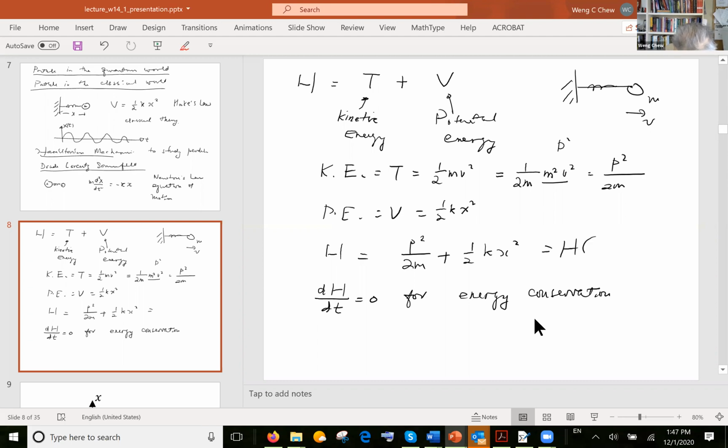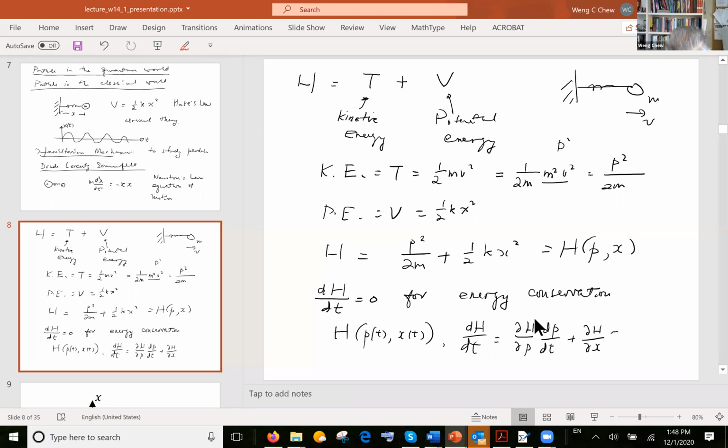So this Hamiltonian, as you can see, is a function of the momentum p and the position x. And if both the position and the momentum are functions of time, they have to move in tandem so that H is kept a constant. So what we have then is that dH/dt is the same as the partial derivative of H with respect to p times dp/dt, plus the partial derivative of H with respect to x times dx/dt. So p and x are called conjugate variables in physics.